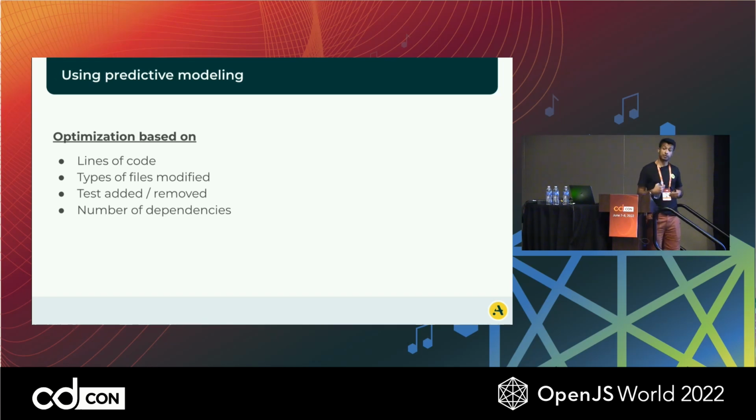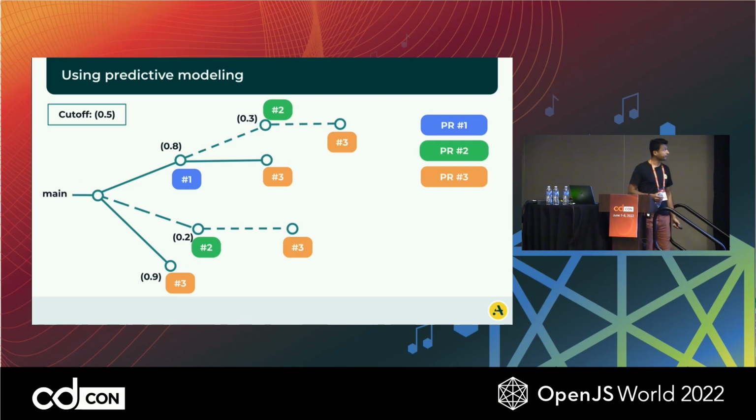You can use types of files modified. There may be certain files which cause build failures more often. Whether a test is added or removed can also be used to know whether a particular build will pass. And the number of dependencies: if a lot of dependencies are being modified, it's likely that it can cause a build failure versus not. So based on that, for every chain, you can define a particular score. And that way you can eliminate the ones which have a lower score.